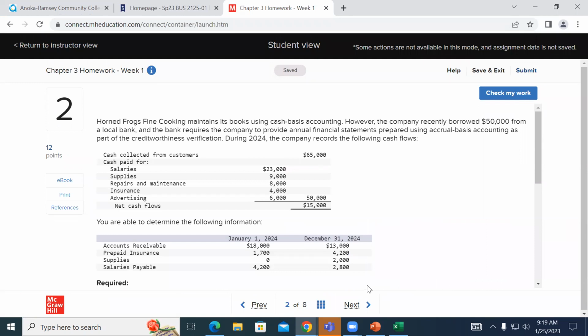Corn Frogs Fine Cooking maintains its books using the cash basis of accounting. However, the company recently borrowed $50,000 from a local bank.